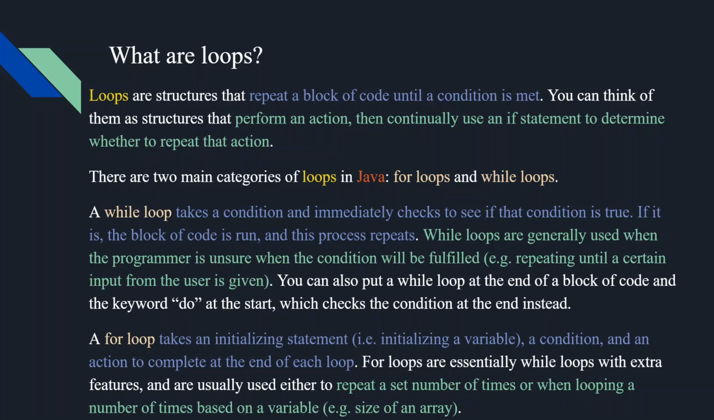For loops are used much more often than while loops, and are usually used either to repeat a set number of times, such as looping 10 times, or a number equal to the size of an array.